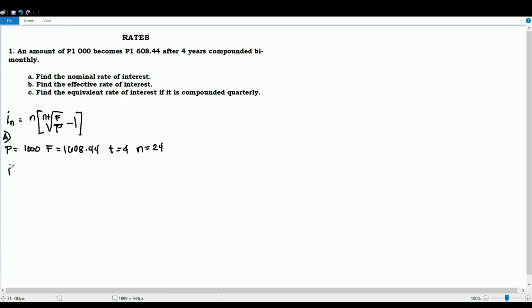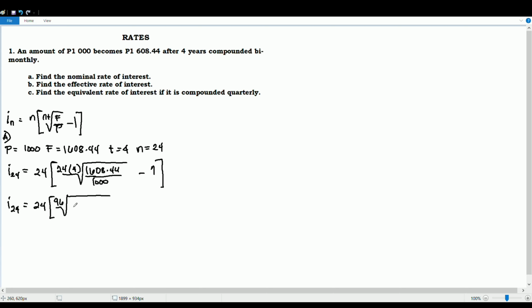Substituting the values, we have I subscript n equal to 24 times the 24 times 4 as the index of the radical, and our F is 1,608.44 over 1,000, that's over P, minus 1. So let's solve the index of the radical. The index becomes 96th root. That's 24 times 4. 96th root of 1.60844, and minus 1 outside the radical sign.